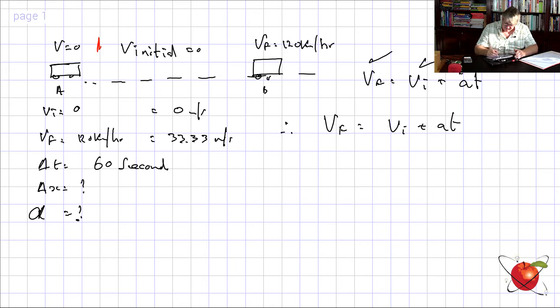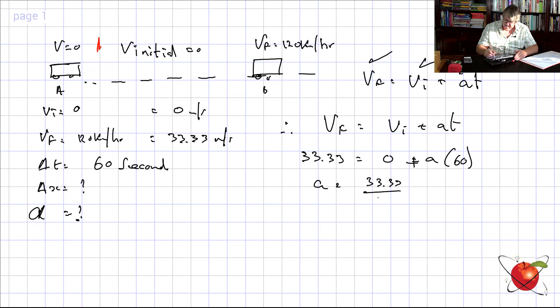So what is V_f? 33.33. V_i was 0, equals 0 plus a times 60. Therefore, a is equal to 33.33 divided by 60, and once again you get 0.56 meters per second squared. Please don't forget acceleration is in meters per second squared, right?